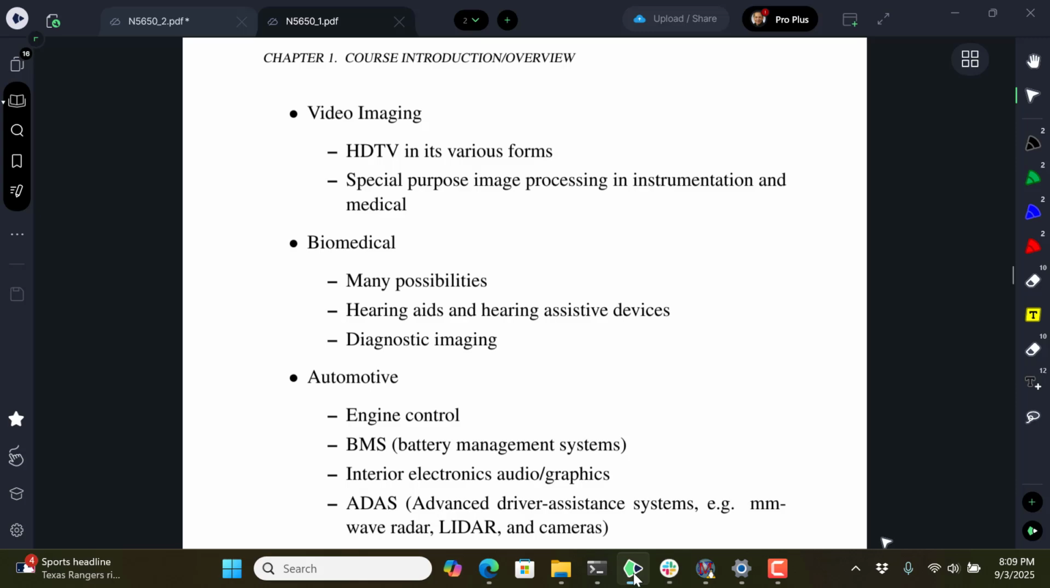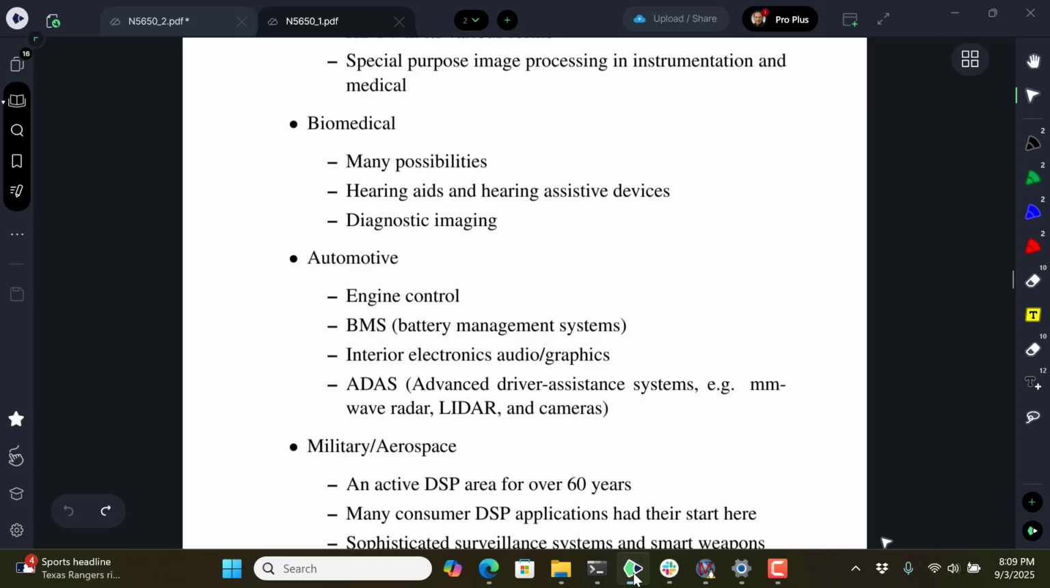Video imaging, I think I already mentioned that. Biomedical, lots of possibilities there, and one of the really fast-moving areas is hearing aids and hearing assistive devices, more than just the, say, prescription hearing aid, which is maybe $3,000 per person, but something that can be very effective but not be at such a high end. There's lots of opportunities going on there.